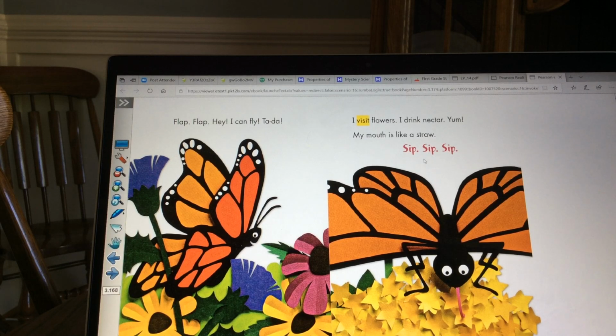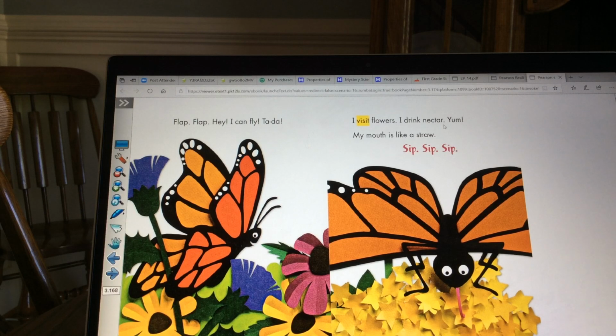Whoops, sorry friends, I went ahead. Where could we find the meaning of nectar? The word nectar. Where could you look? Would nectar come before or after forest in a glossary or dictionary? Well, nectar starts with an N and forest starts with an F. So think about alphabetical order. Would nectar come before or after forest?